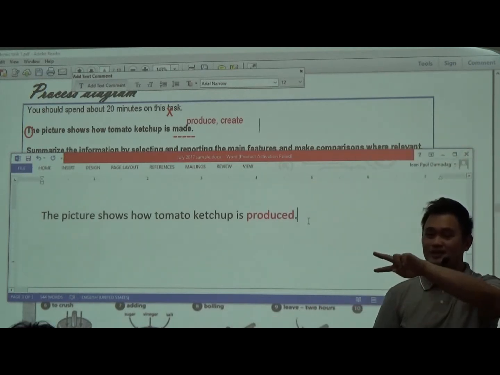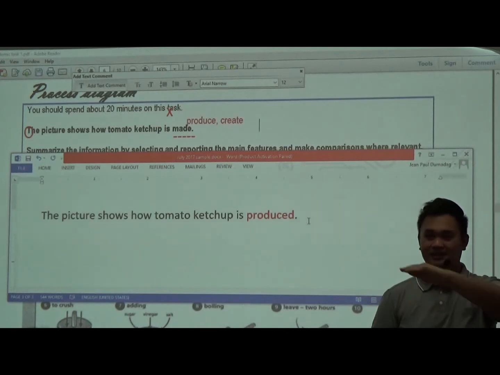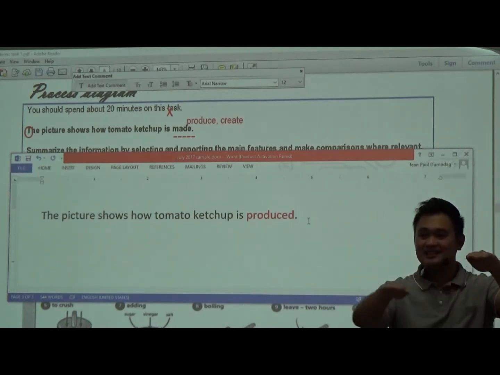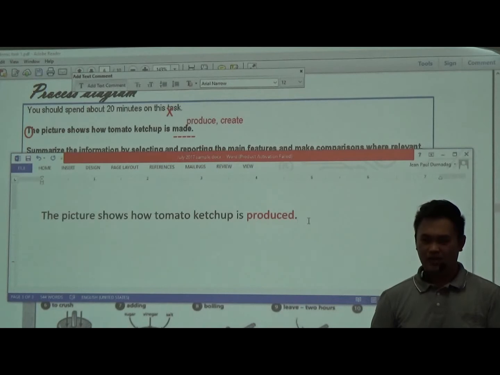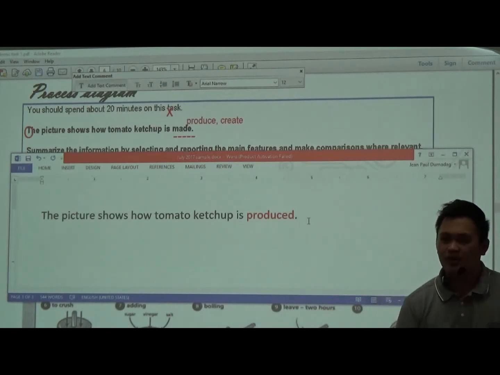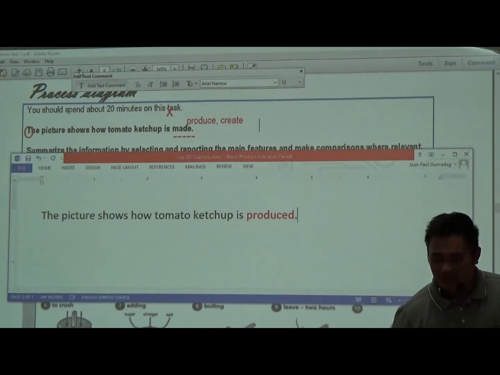Task 1 has always 2 steps, isn't it? Paraphrase, and the next line is overview. So what is the overview of a process? What is a general idea? So let's go back to page 1. Go back to page 1.